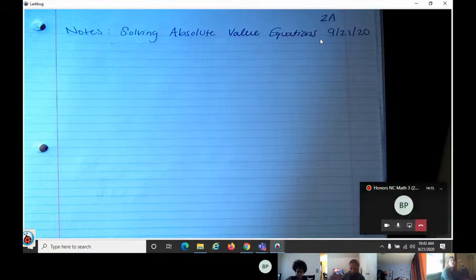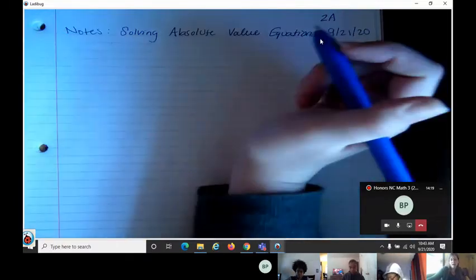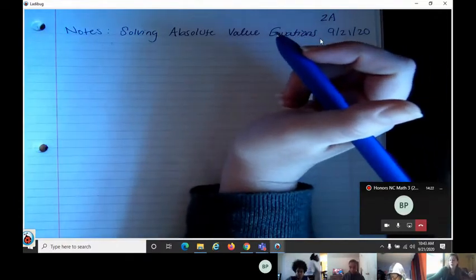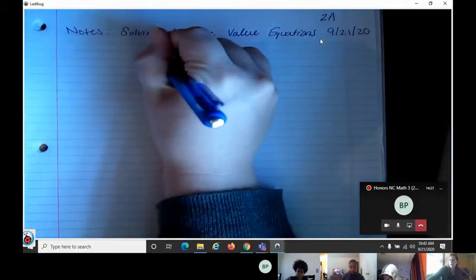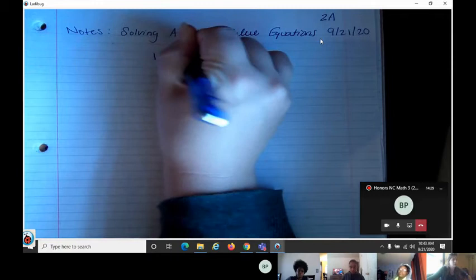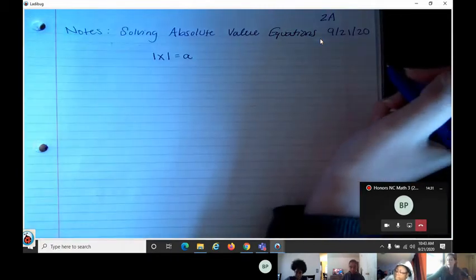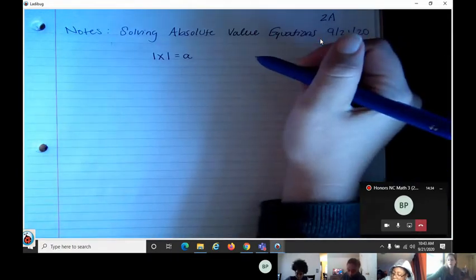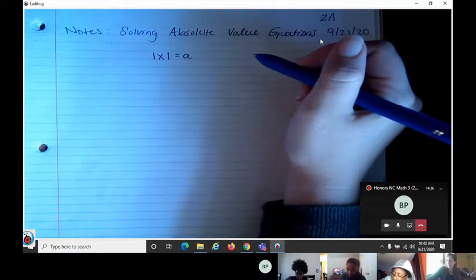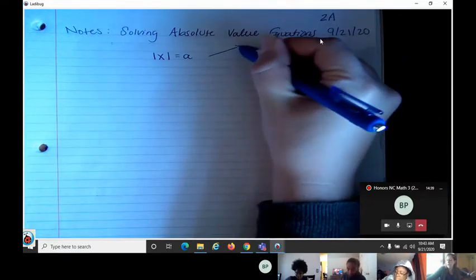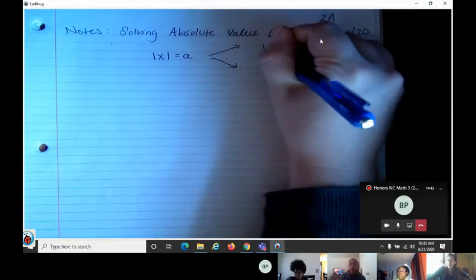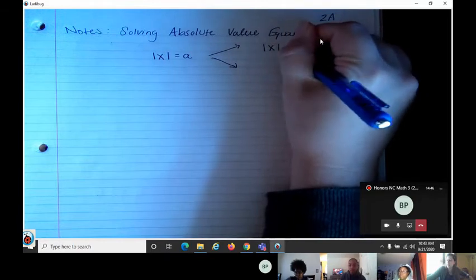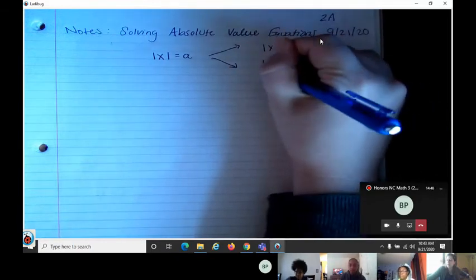Okay, so we're taking notes on solving absolute value equations. Absolute value equations have to have the absolute value in them, and they're going to have an equal sign in them, right? So they're going to look like something like the absolute value of x is equal to a. And this means, the absolute value really just represents a distance. So a could represent a positive value. So maybe the absolute value of x is positive a. It also could give you the negative value.